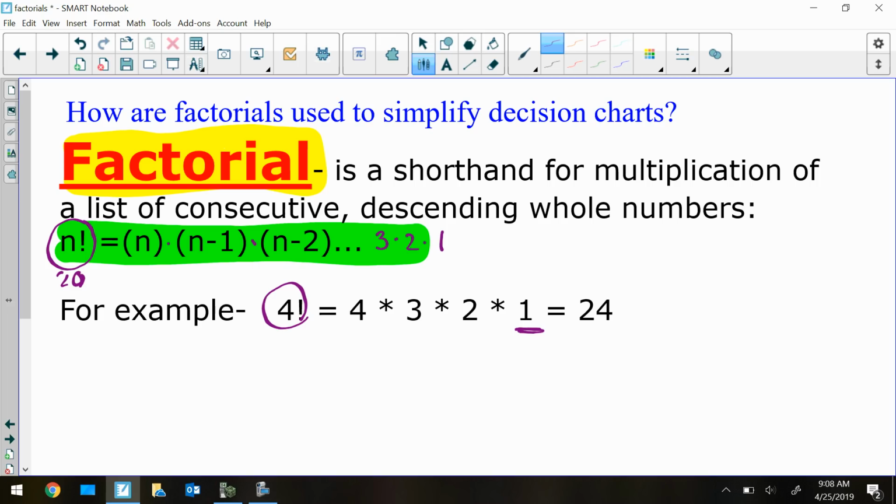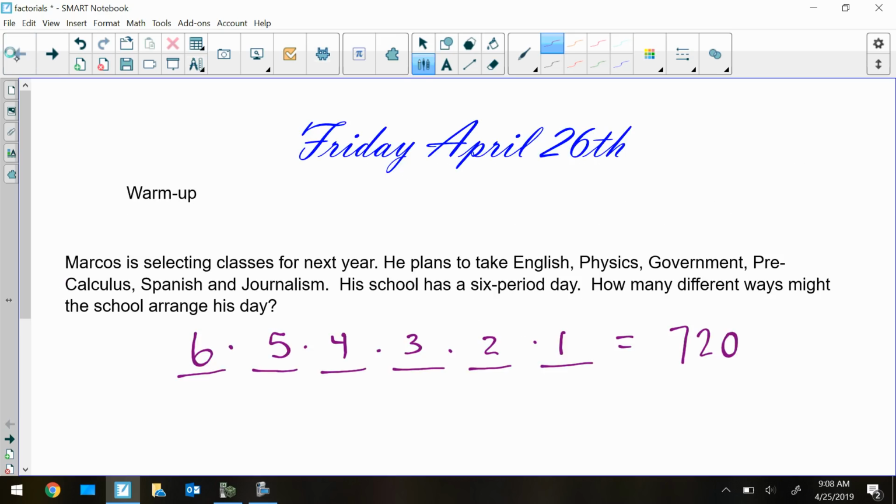So when we're doing some of these problems, instead of having to write out a big long decision chart, you can just recognize if it's decreasing every time. Hey, I can just represent that as a factorial. If I went back, and notice this is 6, 5, 4, 3, 2, 1, I could have just said it's going to be 6 factorial. I do that in my calculator, and I'm going to get 720. I'll show you how to do it in your calculator in a second.